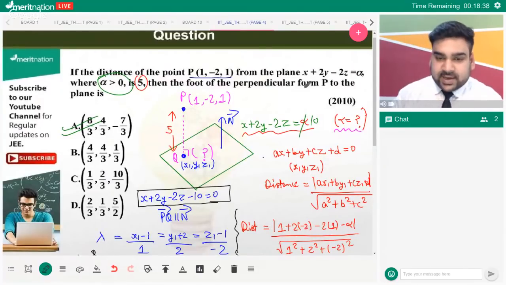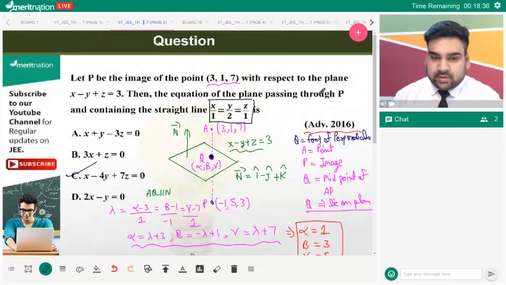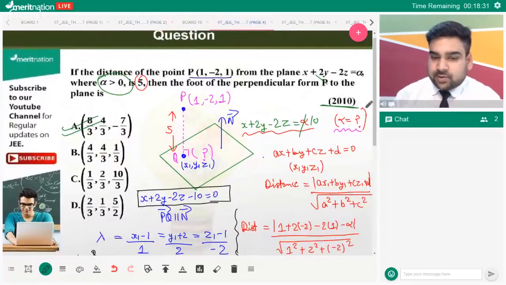Okay, so you can see, guys, these two questions are very recent problems. This is an Advanced 2016 question. This is an IIT JEE 2010 question.